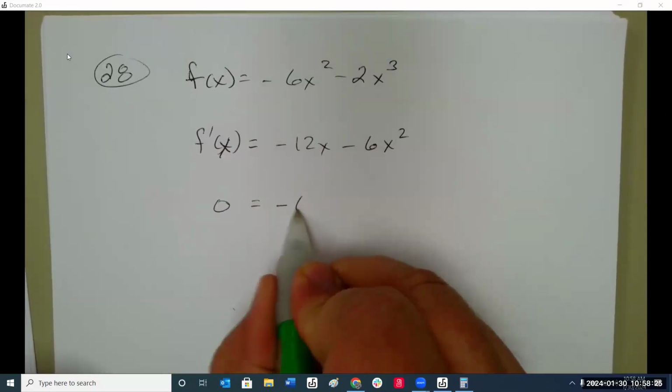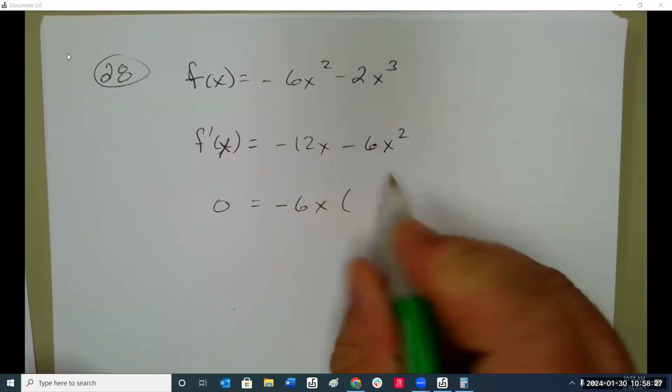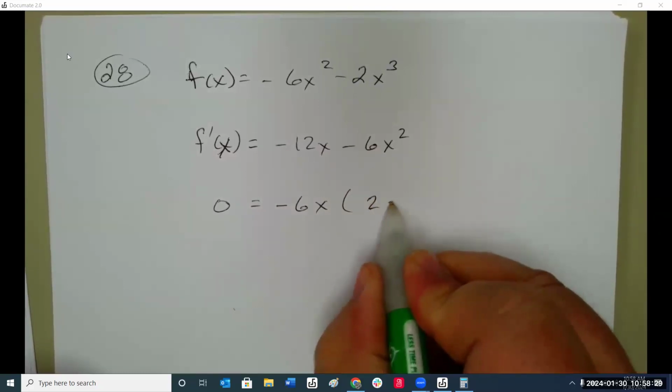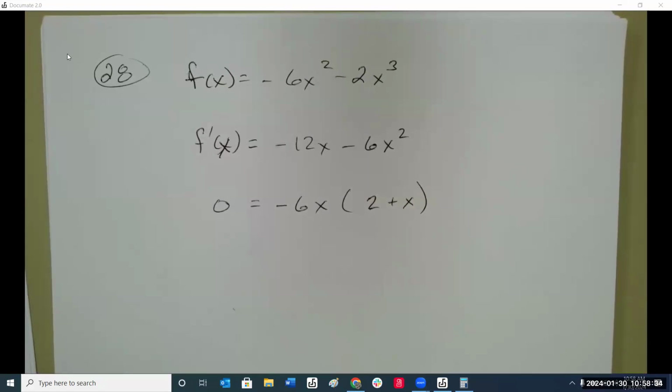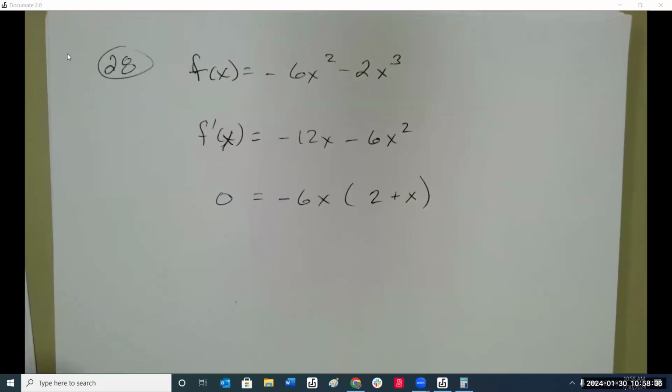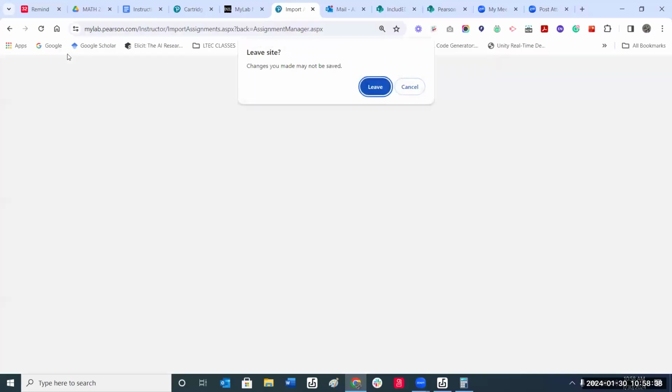So we can factor out a negative 6x. Set both of those equal to 0.